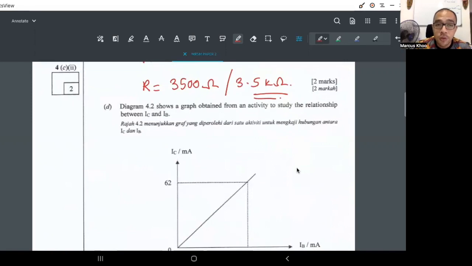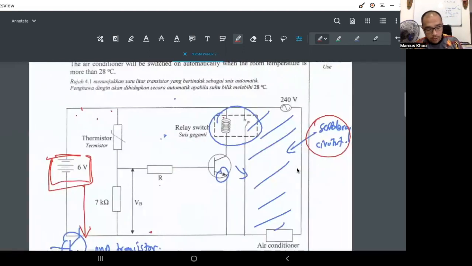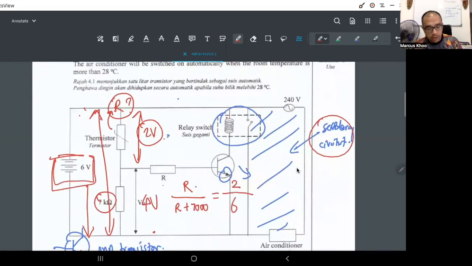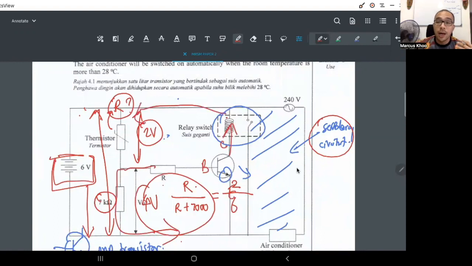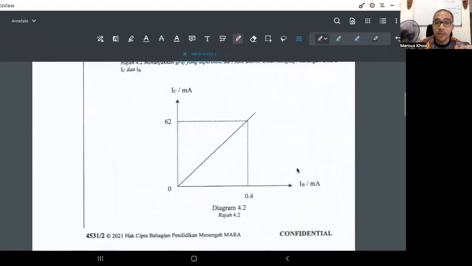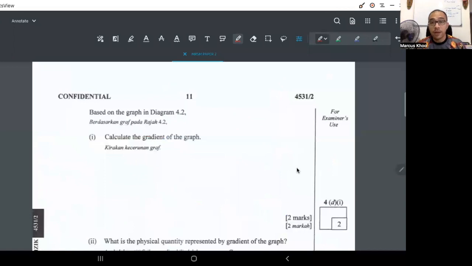Diagram 4.2 shows a graph obtained from an activity to study the relationship between IC and IB. IC is over here, because this is the collector, this is the base, this is the circuit. The current flowing across here is the IB, the current flowing across here is the IC. So the relationship between IC and IB is given in this graph, and we see these two numbers here, 62 and 0.4. So the question will be, based on the graph, calculate the gradient of the graph.